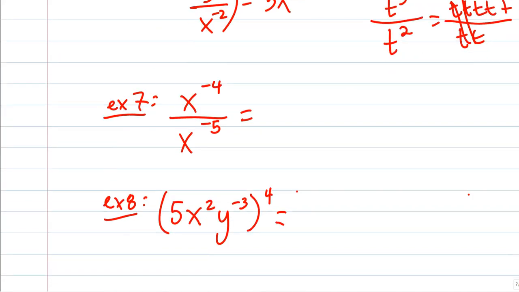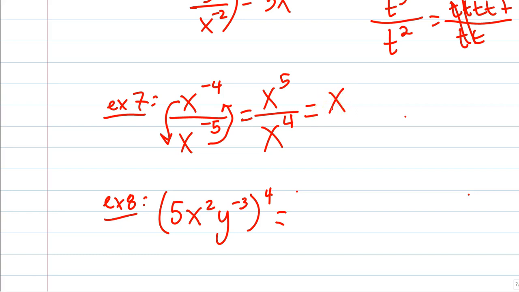What about this one? Well, I could have tried to apply the quotient rule, negative 4 minus negative 5. It's just not worth it. The one on the top moves down. The one on the bottom also has a negative exponent. It moves up. So what's on the top now is x to the positive 5. On the bottom, x to the positive 4. I'm still not applying any rules. I'm canceling. 5 x's on top, cancel with 4 x's on the bottom, leaving us with 1 x on the top.